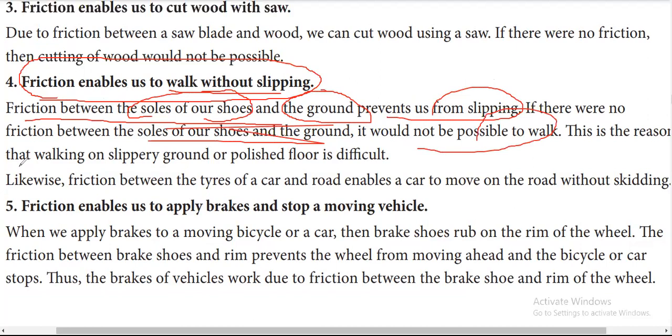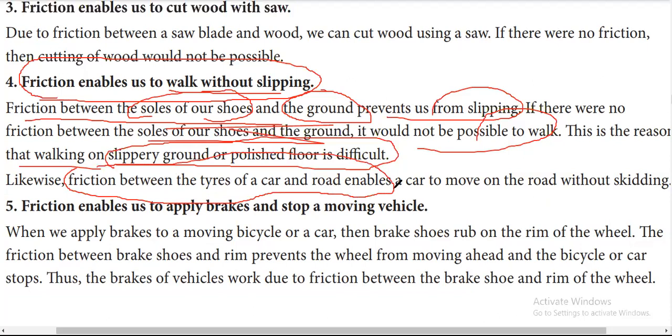This is the reason that walking on slippery ground or a polished floor is difficult. Walking on smooth surfaces is difficult because on a smooth surface friction is reduced. The same holds for the friction between the tire of a car and the road, which enables the car to move without skidding.